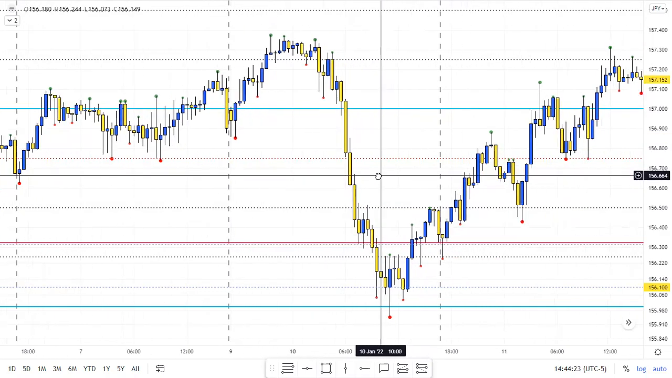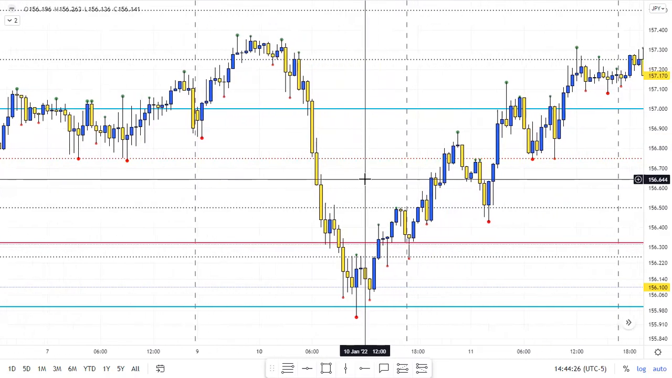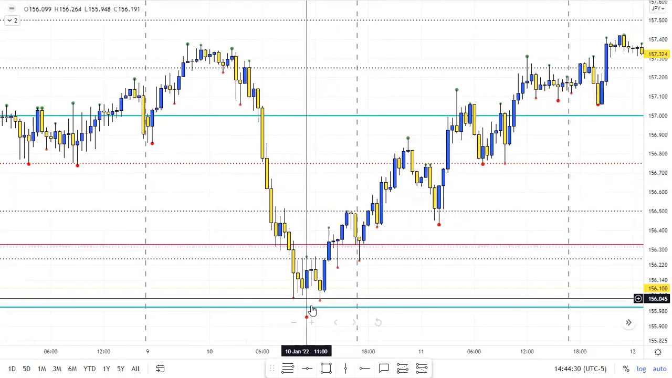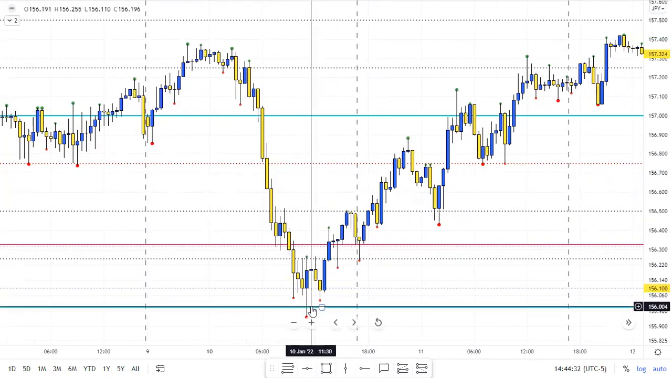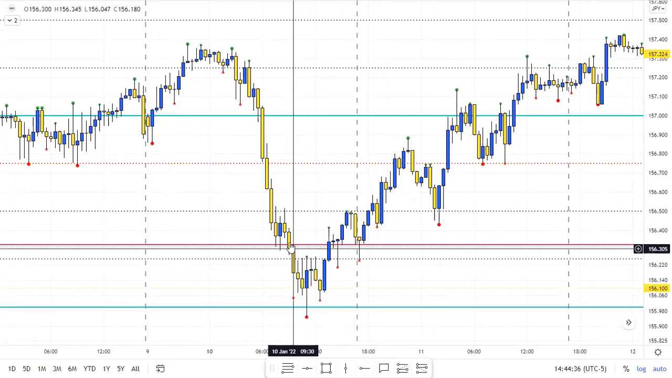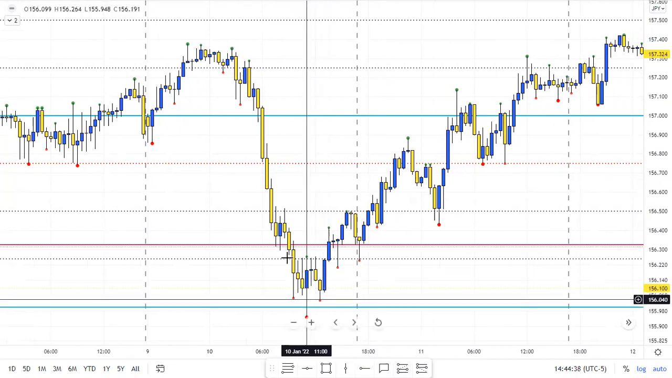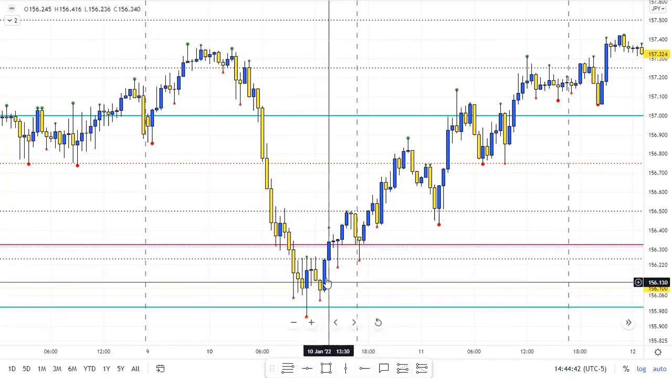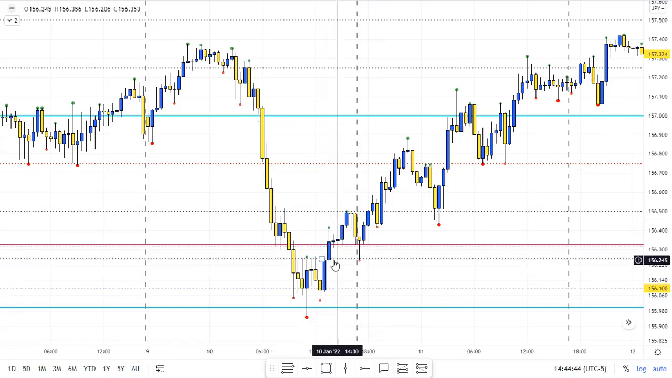Now just going into the next day, what do we have here? Price came and rejected this 156,000 level. It gave you a nice little W down here. Price came down, came up, came back down, gave you a nice engulfing candle. You know what I'm saying?